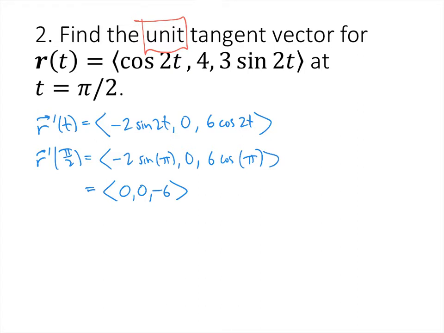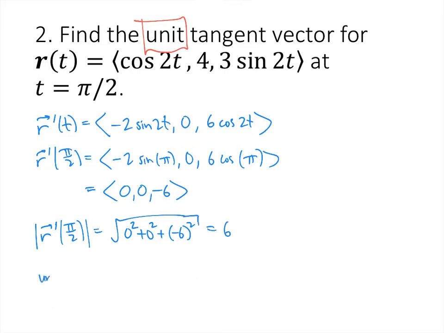Now is where we have to do some extra work. They're asking for a unit tangent vector, which means we need to find the magnitude of this tangent vector, and then divide our tangent vector by that to turn it into a unit vector. This one turns out not too bad to find the magnitude. It's just going to be 0 squared plus negative 6 squared. That works out to be 6.